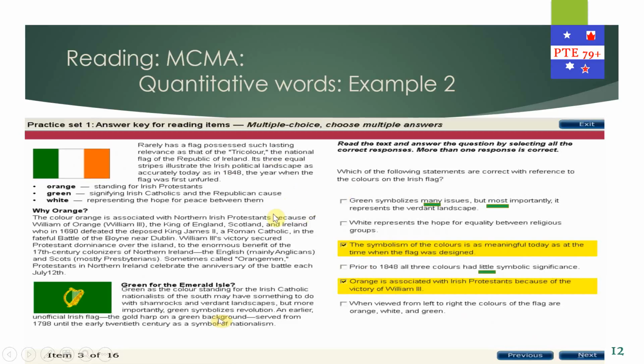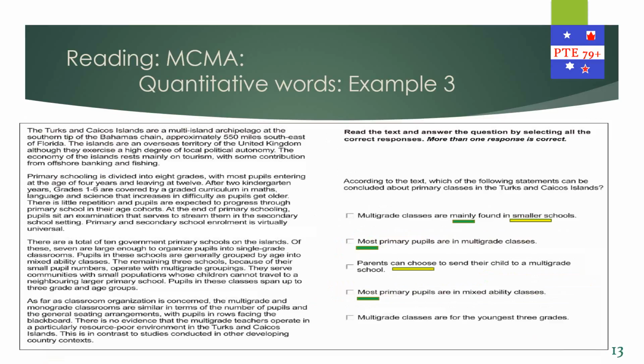Okay, so questions like this one or this one are a bit easier, because the text is short and in the first 10 seconds you can understand whether it will be easy or difficult to solve. If it's easy to solve, go ahead and solve it. Okay, now let's see another example. Now this has one, two, three, four paragraphs, obviously 200 words or more, something like that. And then let's see: according to the text, which of the following statements can be concluded about primary schools in Turks and Caicos Islands?